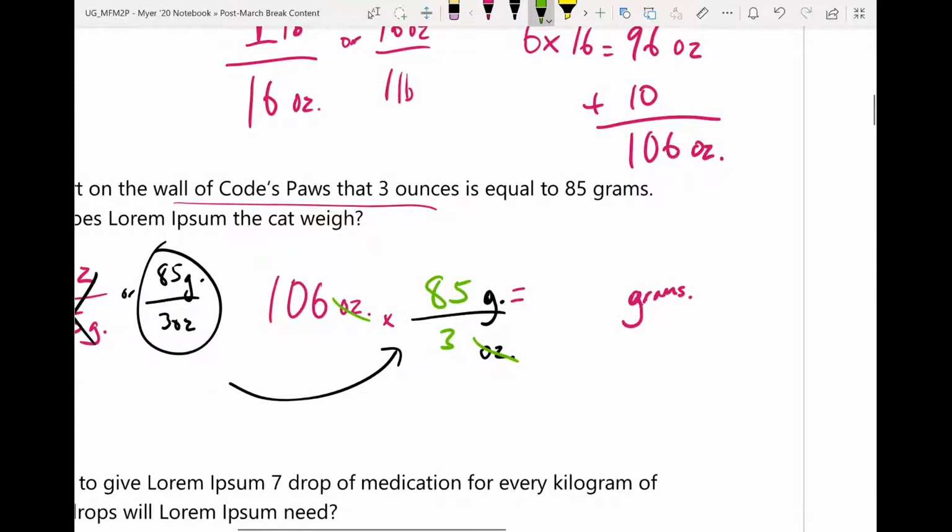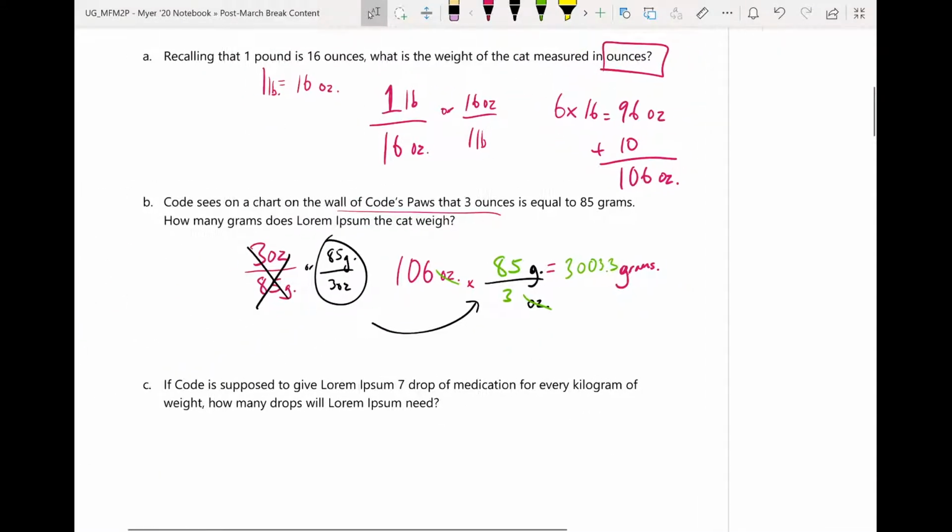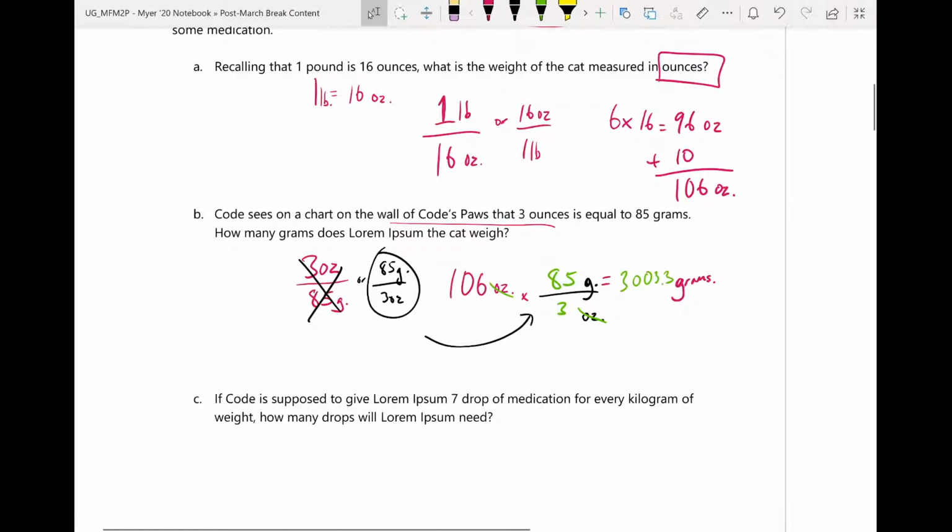So now I need to do a little bit of math. 106 times 85 divided by 3. That should give me my grams. I'm going to do that really quickly. And I got 3,003.3 grams. All right, so now I've got the weight in grams.